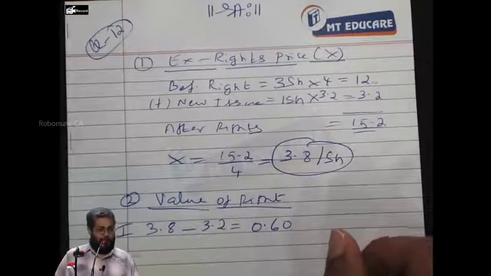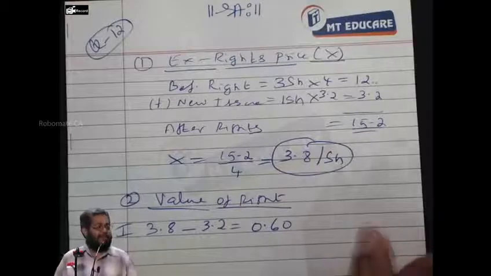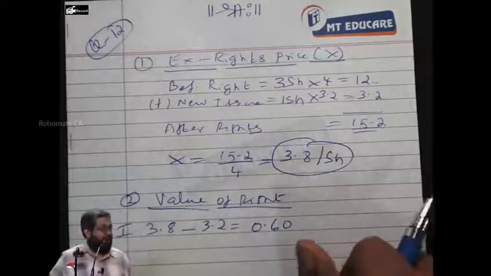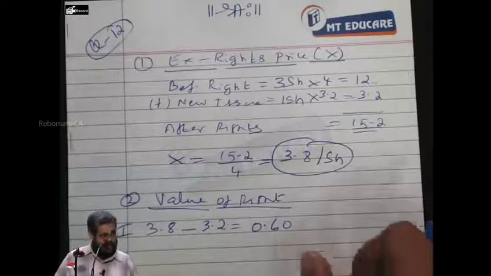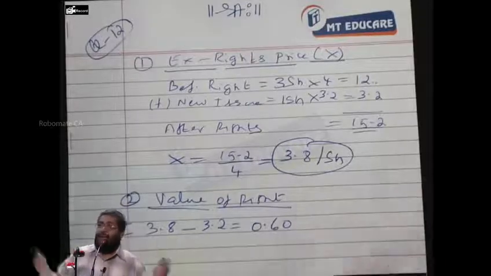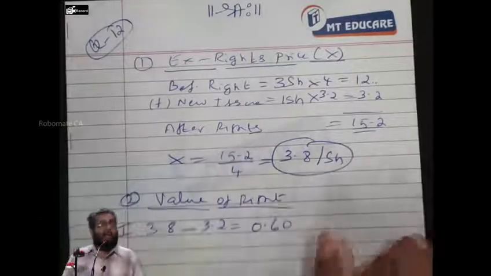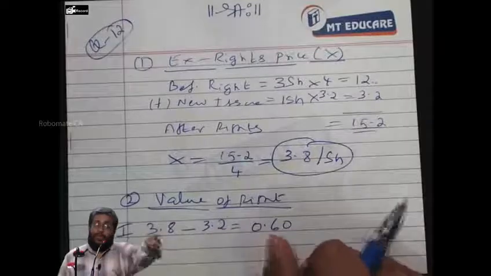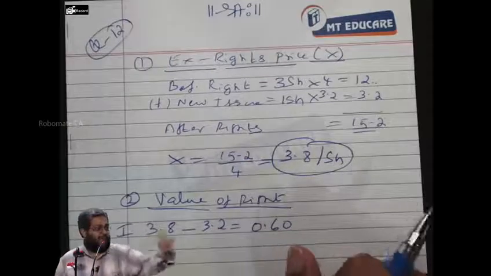I am the new shareholder. I give a company cheque for how much rupees? 3.2. It allots me one share. Tell me, that one share is worth how much? 3.2 or 3.8? 3.8. I pay 3.2 rupees to get a share worth 3.8. You enjoy a 0.6 increase in wealth as soon as it is purchased.